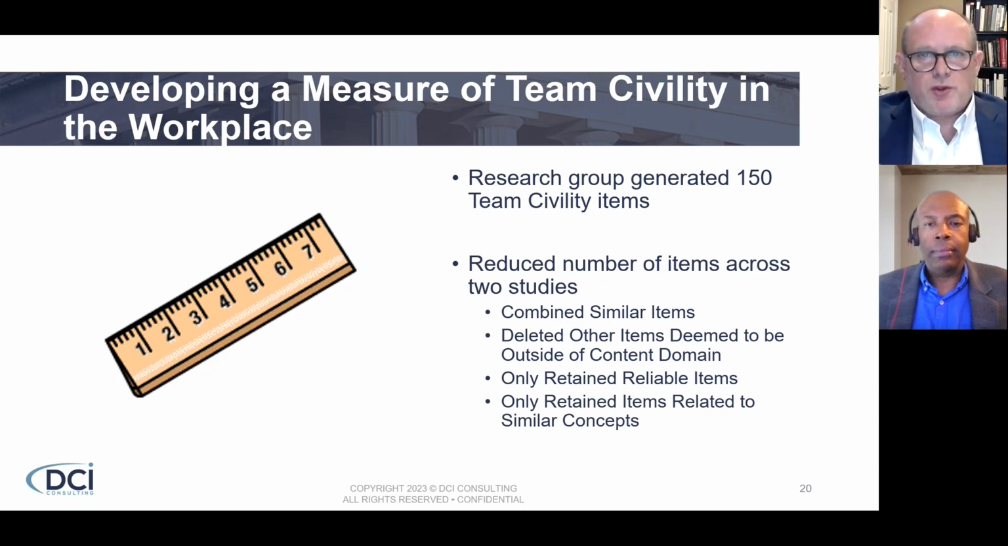Now, I will say the bar was low with that. If there was a chance it was civility, we kept it in. But if we all agreed, no, that's not really civility, there was no reason to test it, so we deleted those kinds of questions. We only kept reliable questions. Once we collected the data on hundreds of workers, we only kept those items that had high reliability, and we only kept the items that were related to those similar concepts. If some items were related to other concepts we thought were dissimilar, well, that must not be civility then, so we deleted those items.